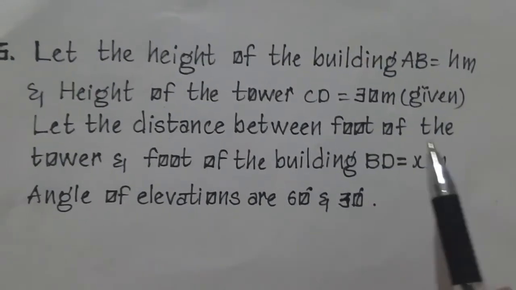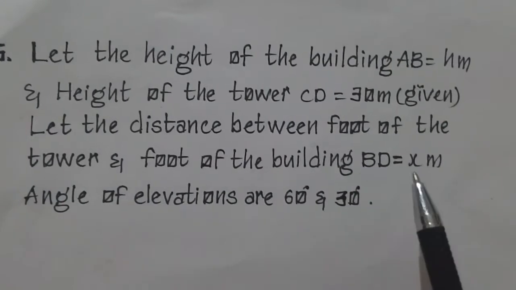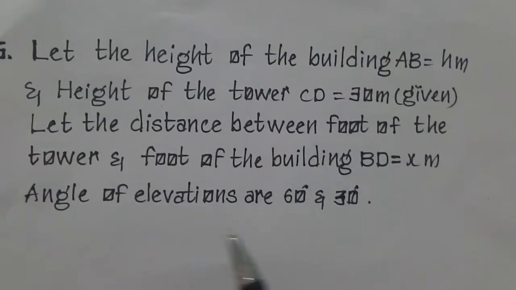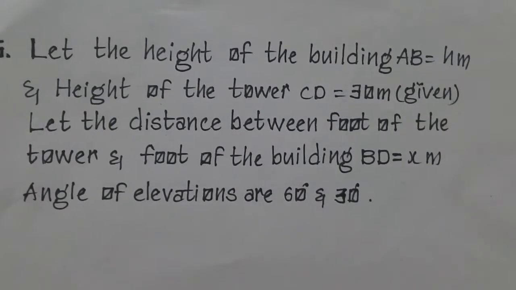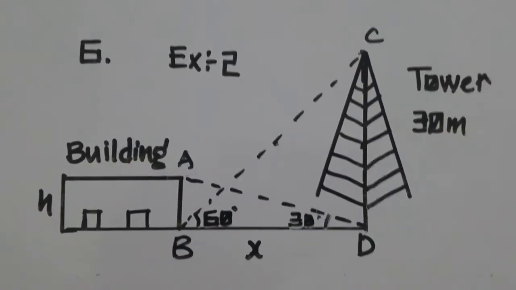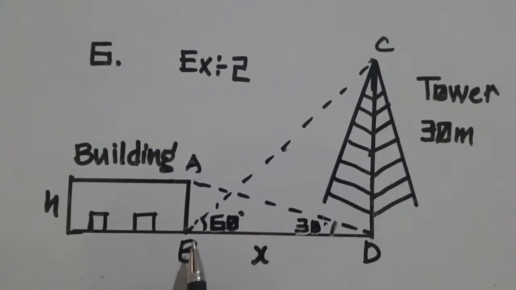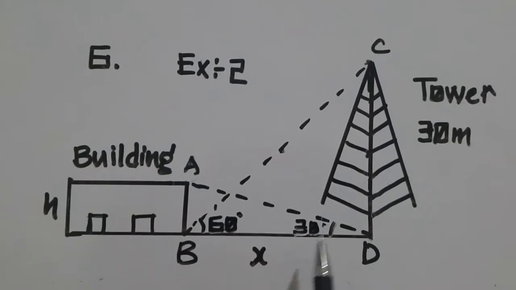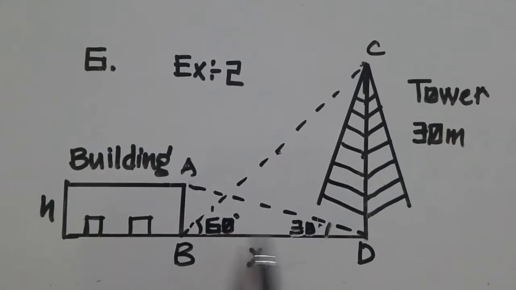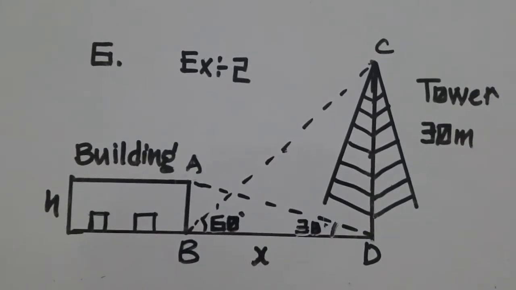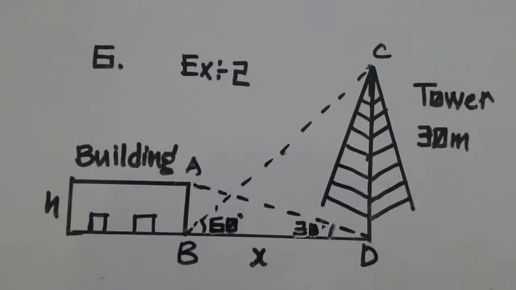Let the distance between the foot of the tower and the foot of the building, BD, be equal to x meters, and the angles of elevation are 60 degrees and 30 degrees. Third point: the distance between the foot of the tower and the foot of the building is equal to x and the angles of elevation are given as 60 degrees and 30 degrees. Based upon that I will draw the figure and I will prove the problem.